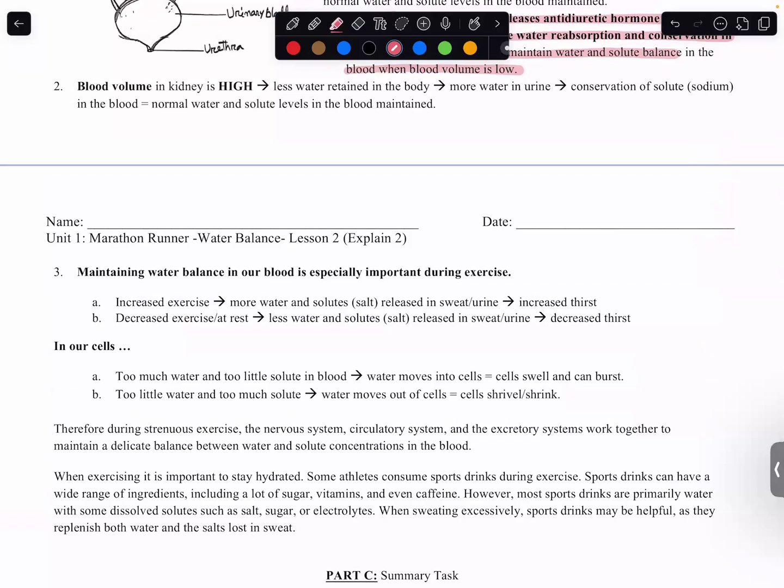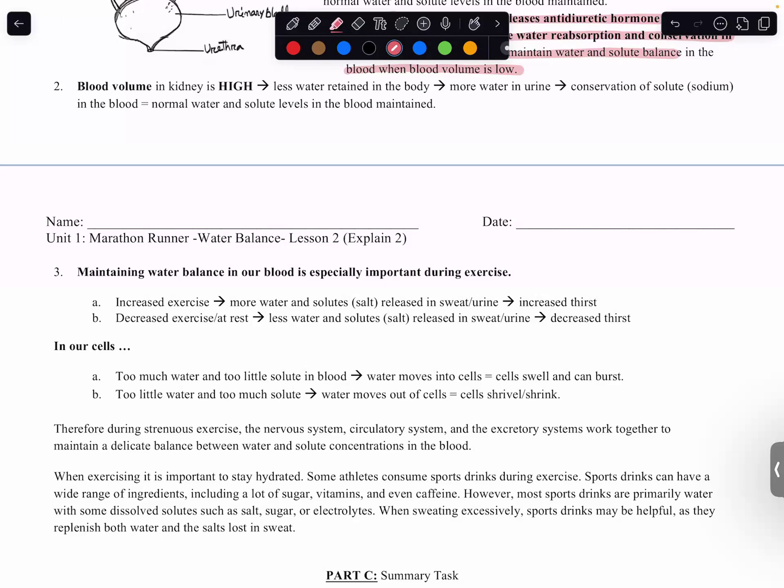Now, number three says maintaining water balance in our blood is especially important during exercise. So 3A, an increased amount of exercise means more water and solutes released in sweat and urine, which is going to increase our thirst. That's pretty simple, right? And then 3B says a decreased exercise, or if we're at rest, that means less water and less solutes released in sweat and urine, decreased thirst, right? If I'm not doing anything to let go of more water, like increasing the amount of exercise that I'm doing, I shouldn't feel the need to be so thirsty.